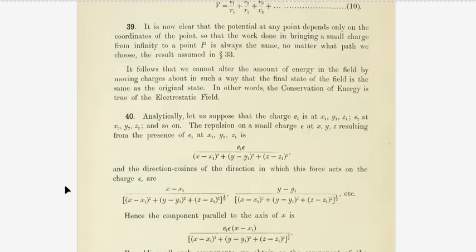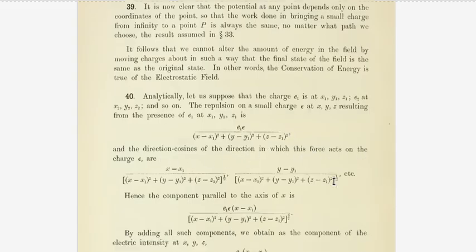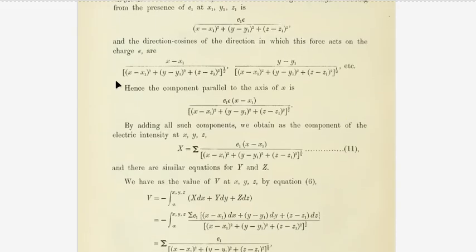40. Analytically, let us suppose that the charge E1 is at x1, y1, z1, E2 at x2, y2, z2, and so on. The repulsion on a small charge epsilon at x, y, z resulting from the presence of E1 at x1, y1, z1 is E1 epsilon over ((x minus x1) squared plus (y minus y1) squared plus (z minus z1) squared), and the direction cosines of the direction in which this force acts on the charge epsilon are given by the equation on the screen.